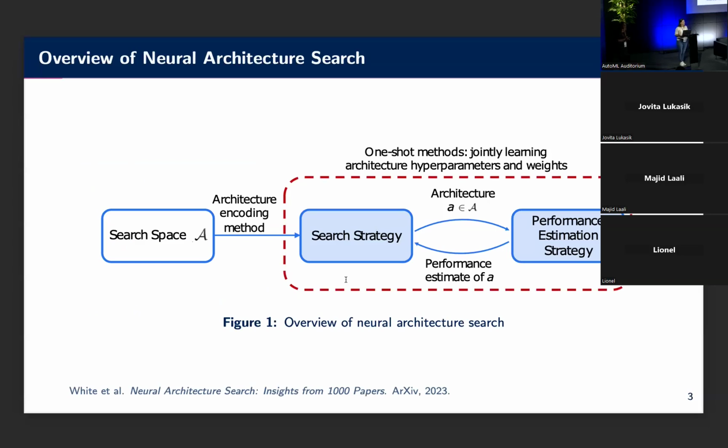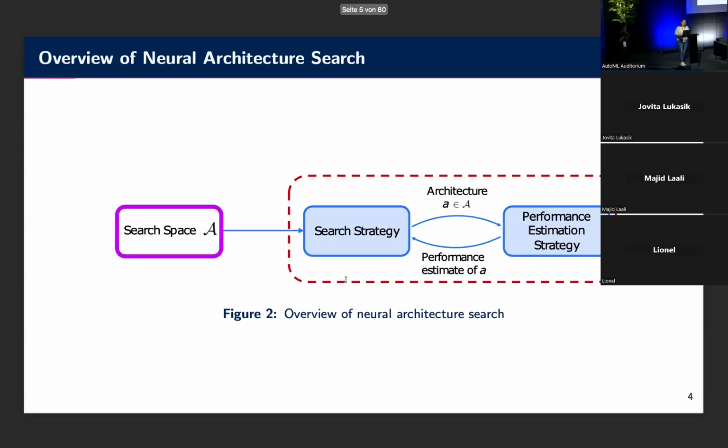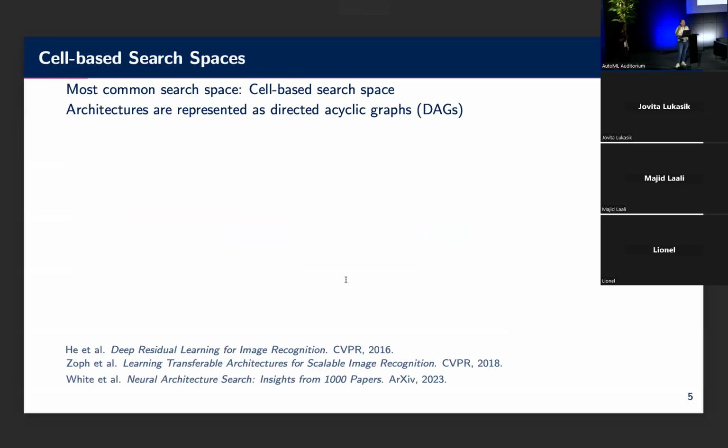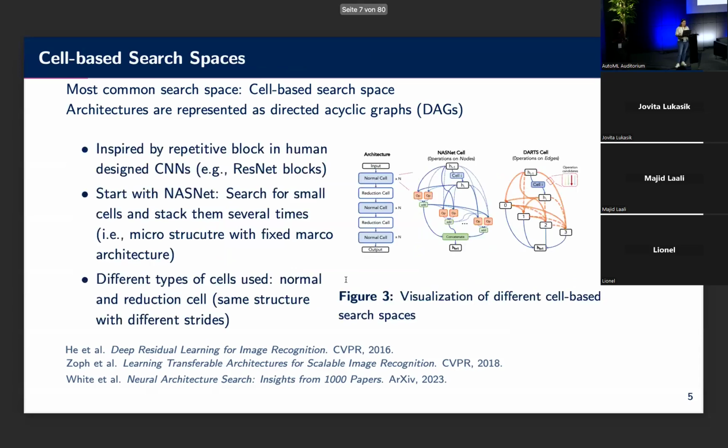But just again, here we have an overview of neural architecture search with the three different components: the search space, the search strategy, and the performance estimation strategy. And to put everybody on the same page, we will start by giving you a short overview of what different search spaces are actually available in the research. So mostly cell-based search spaces are the common search spaces used in neural architecture search, where each architecture is represented as a directed acyclic graph. It is mostly inspired by the idea of human-designed convolutional neural networks, for example the ResNet blocks, where the ResNet blocks are just repeatedly added into an overall architecture.